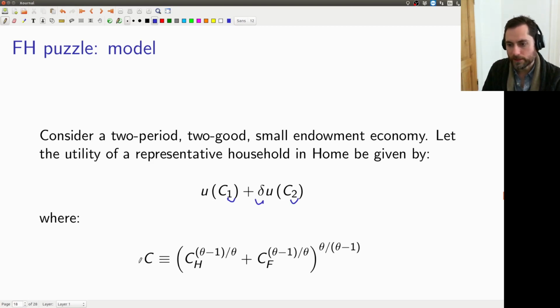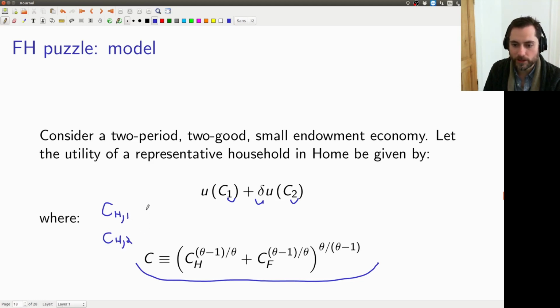Okay, and we'll assume that in each period, consumption or utility is given by a combination of the home good, the home endowment good, and some foreign good, which can be imported. All right, so we're going to have 2 subscripts then. We're going to have, say, CH1. That's going to be consumption of the home good in period 1, and CH2 will be consumption of the home good in period 2. CF1, the foreign good in period 1, and CF2, consumption of the foreign good in period 2. Okay.